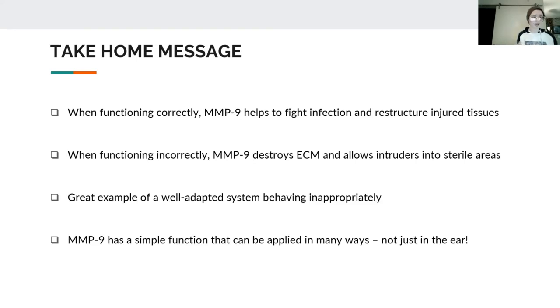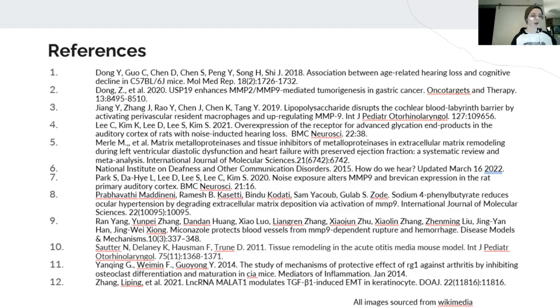And so this is a great example of a well-adapted system being applied to areas in the body where it's not really meant to be placed, right? And so it's behaving inappropriately. That is really an example of a very simple function that is applied in like 100 different ways across the body, right? And I think that is a really important thing to understand as biologists, that there are very simple systems that can have really wide-reaching consequences, and the more you study, the more complicated they get, right?